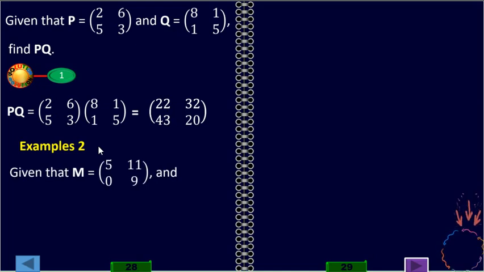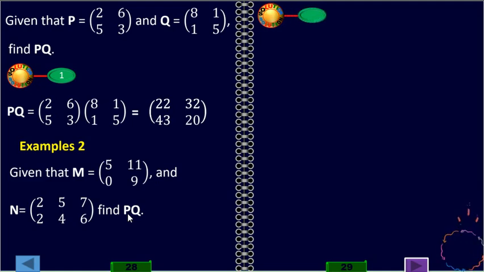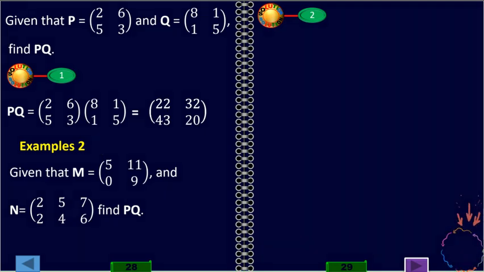Now, given that M is this, and N is equal to this, you are asked to find MN. Please, not PQ. You are asked to find MN. Even if we work with PQ, you see the same thing. So now, how can we solve this? First of all, is this product conformable? Is it possible? Let's check if that multiplication will be possible.